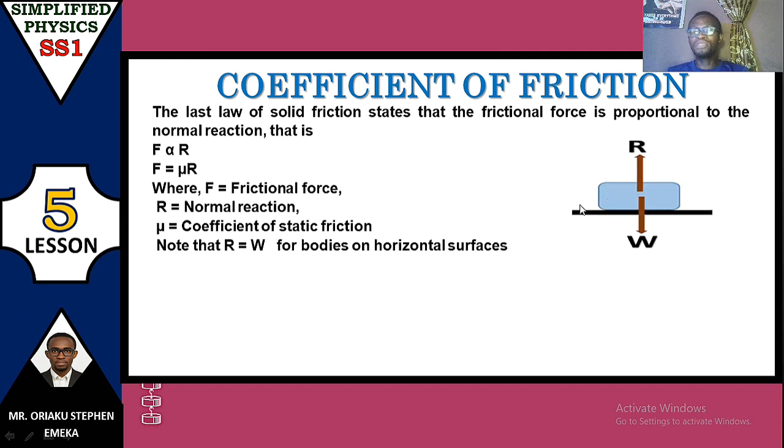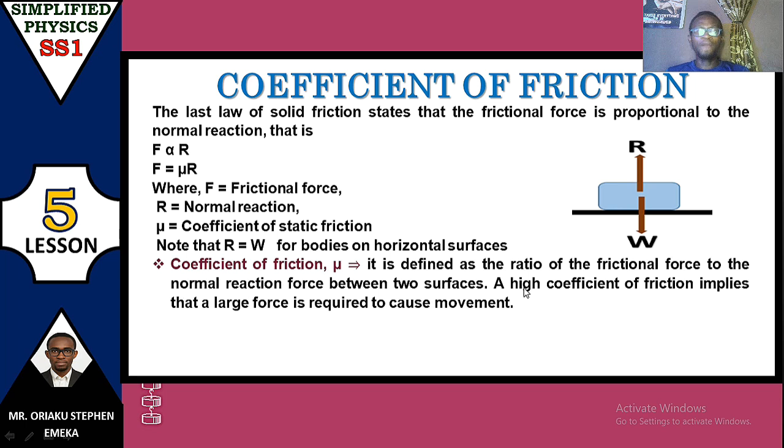So this is a body on a horizontal surface. The normal reaction is the force pressing this body to the ground, and this is the weight. Since both of them are in equilibrium, the upward force is equal to the downward force.